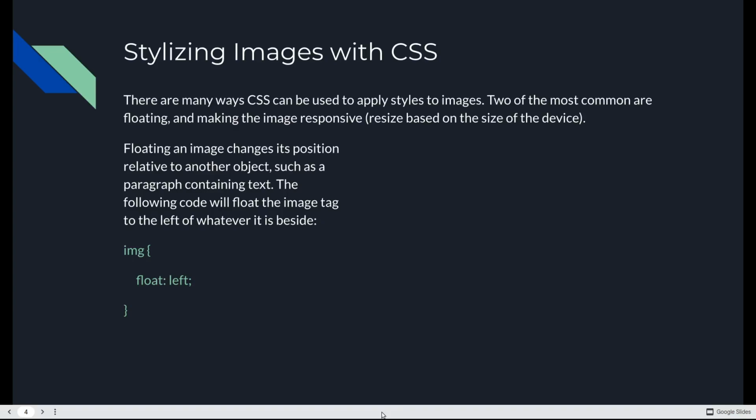Floating an image changes its position relative to another object or another tag, such as a paragraph tag containing text. The sample code here will float the image to the left of whatever it's beside. So in CSS we have our selector, right, the image tag, which you could use with a class or an ID. We looked at that last week, I want to say. And then float left. That'll float it left.